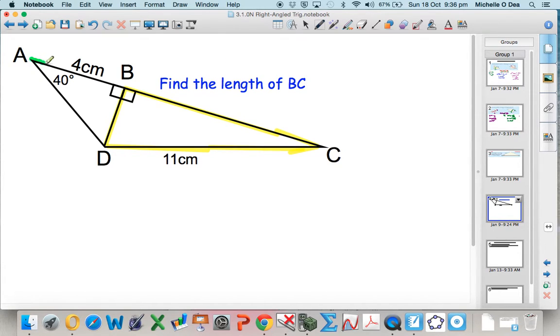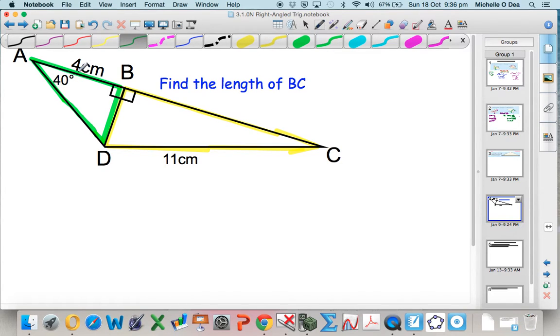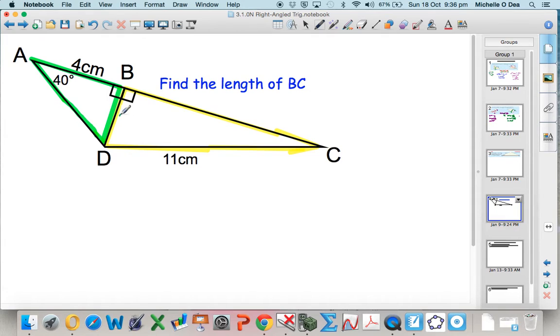If we look at triangle ABD, we have a little bit more information here which may help us. So we're looking at this green triangle first. We have an angle, we have a side. We're eventually going to need to find BC. So seeing as the side BD is common to both of the triangles, the green one and the yellow one, it might be a good idea to find the length of that, because then we'll know two sides and then we have to find the third side. So let's call BD X.